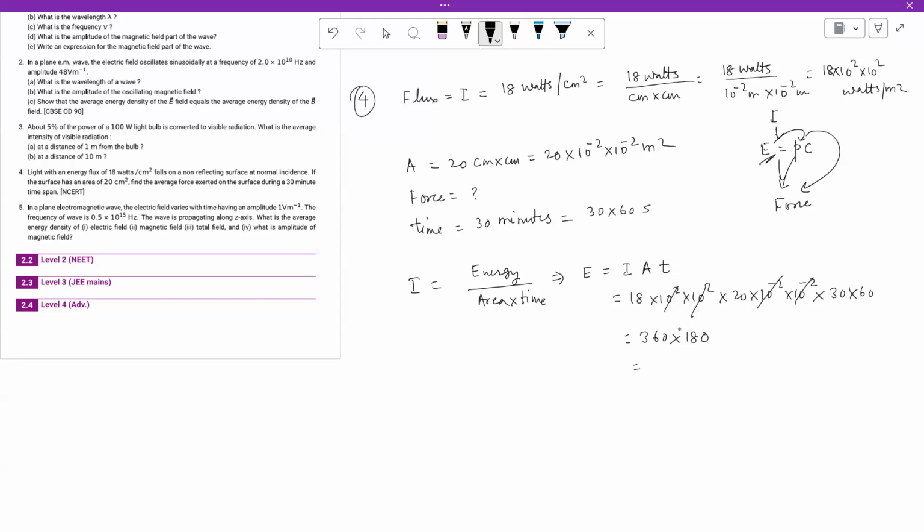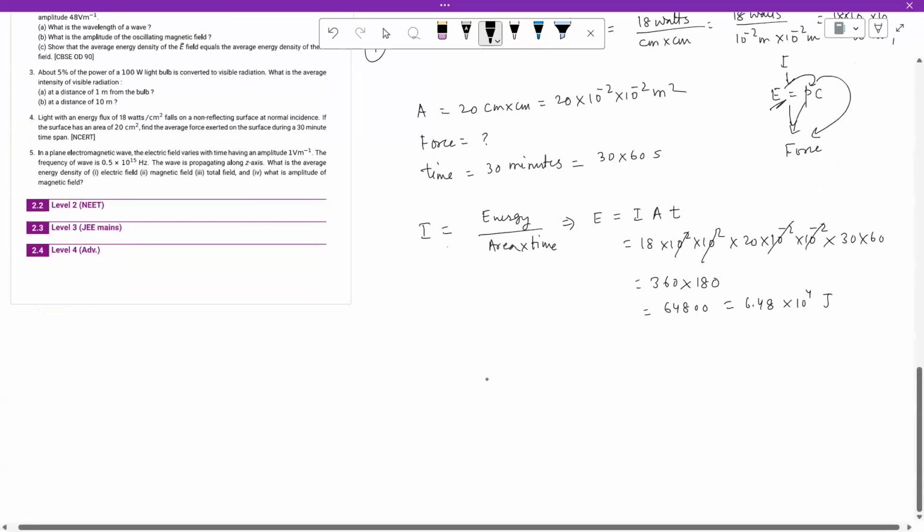So this would be how much? 36 into 18 is how much? 36 into 18 is 648.00. So this is 6.48 into 10 to the power 4 joules. So energy we have calculated.